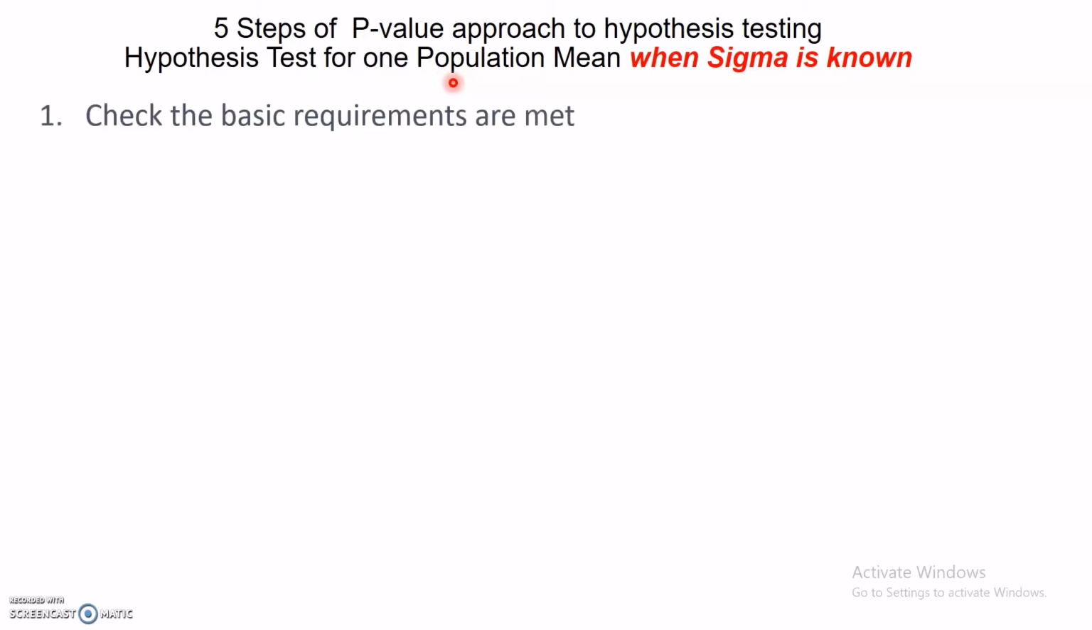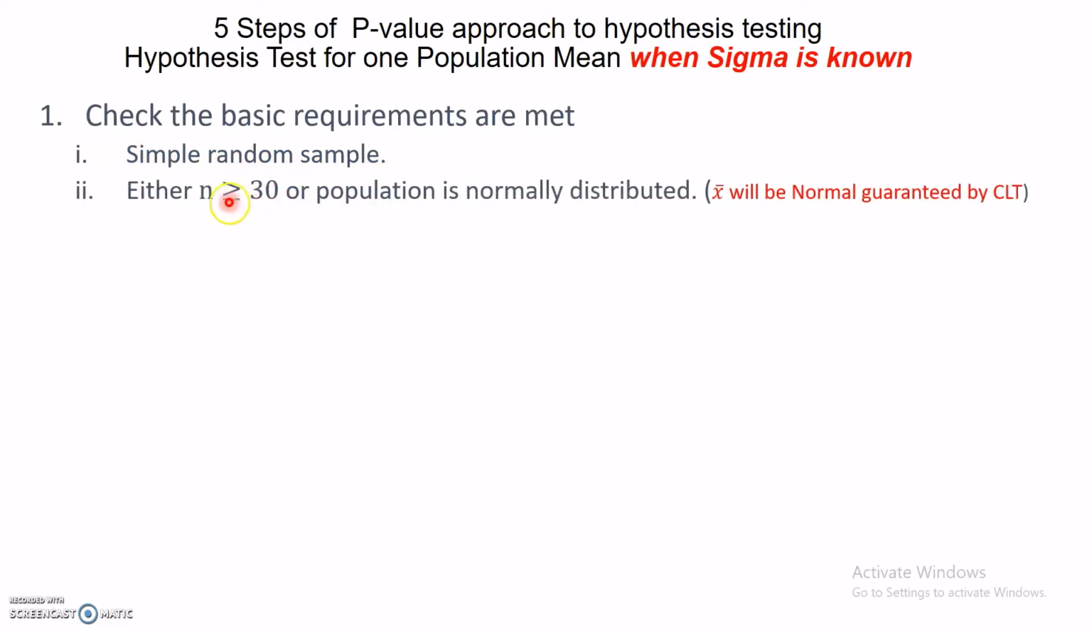So what we do in the first step, we check the basic requirements. We are about to perform a hypothesis test, so we need to see whether the basic requirements are met or not. Let's see what the basic requirements are. Number 1, we need to have a simple random sample. We have to have a simple random sample.